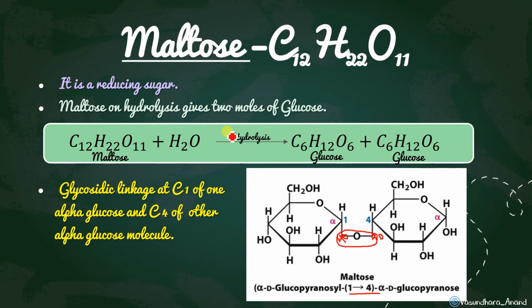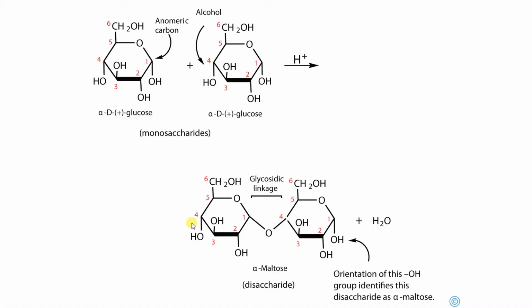So what you have to learn in this: it is a reducing sugar. That is one point. Another point, on hydrolysis it gives 2 moles of glucose, and the third point is the C1 C4 linkage. But this is the key point. You can write it over there as a key point.